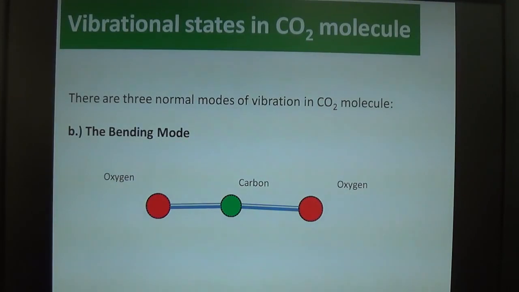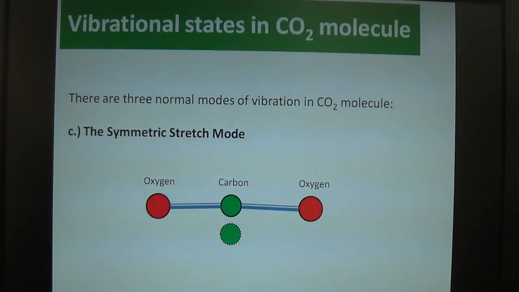So this is the bending mode, and last is the symmetric stretching. In symmetric stretching you see that carbon remains at the center and there is no displacement of it; only the oxygen atoms displace by equal distance from the carbon. You can see it again like this. So this kind of mode is known as the symmetric stretching mode.